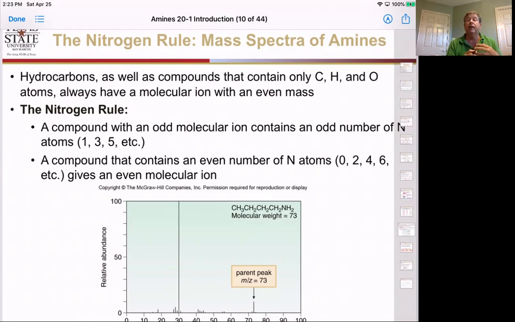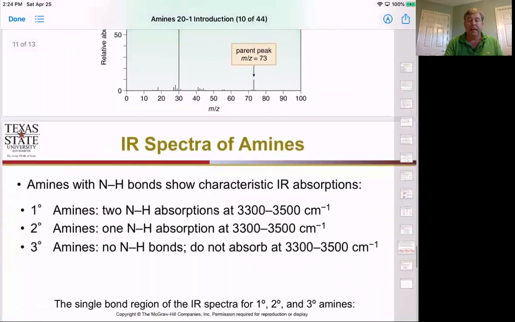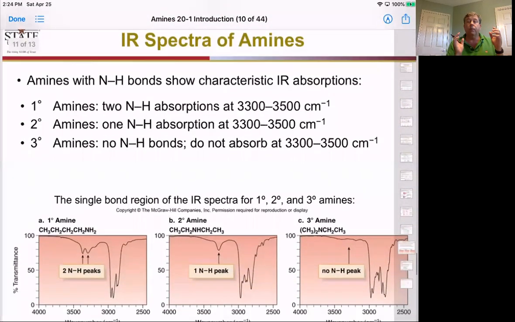So if you have an even mass in your mass spec, you either have only carbon, hydrogen, and oxygen, or, if you know you have a nitrogen and you still have an even number, you have an even number of nitrogens: 2, 4, 6. And if you have an odd parent ion peak or molecular ion peak, you have an odd number of nitrogens.